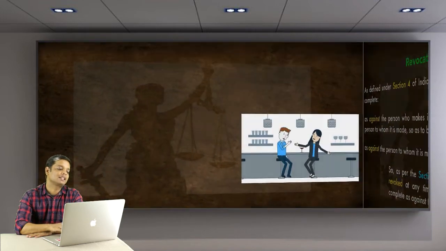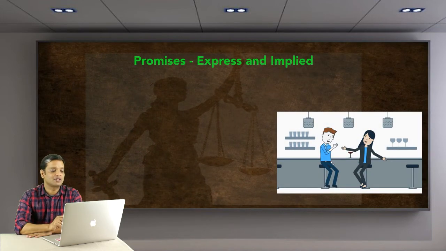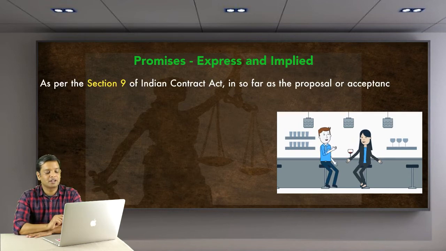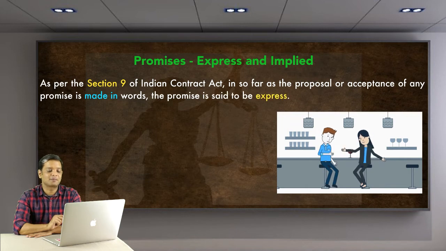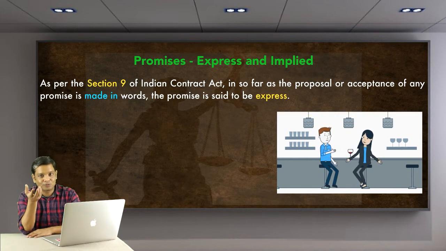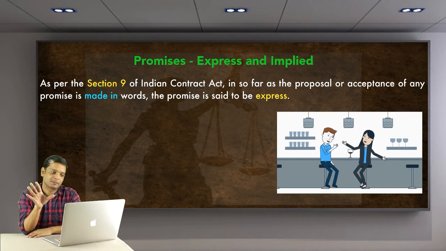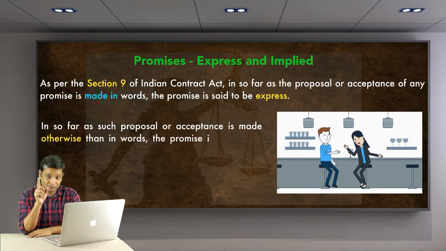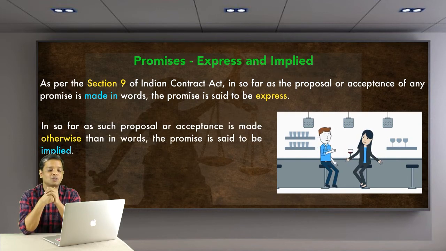Now the next point is promises expressed or implied. We have discussed offer expressed or implied, the same thing. As per Section 9 of the Indian Contract Act, insofar as the proposal or acceptance of any promise is made in words, the promise is said to be expressed. Of course, if it is written or oral, that is through words, that is expressed. But insofar as such proposal or acceptance is made otherwise than in words, the promise is said to be implied.